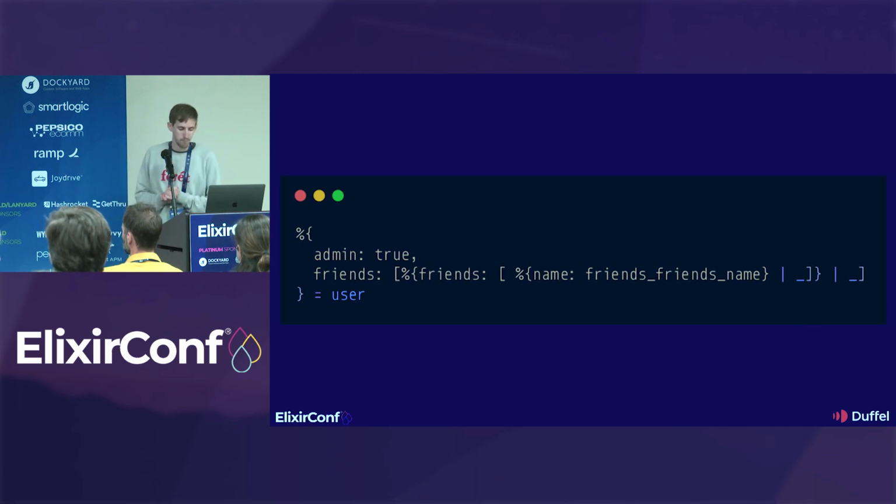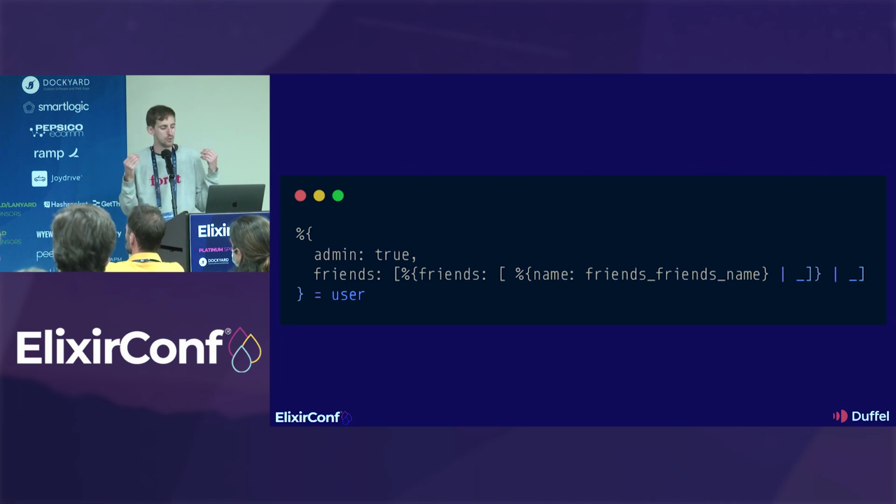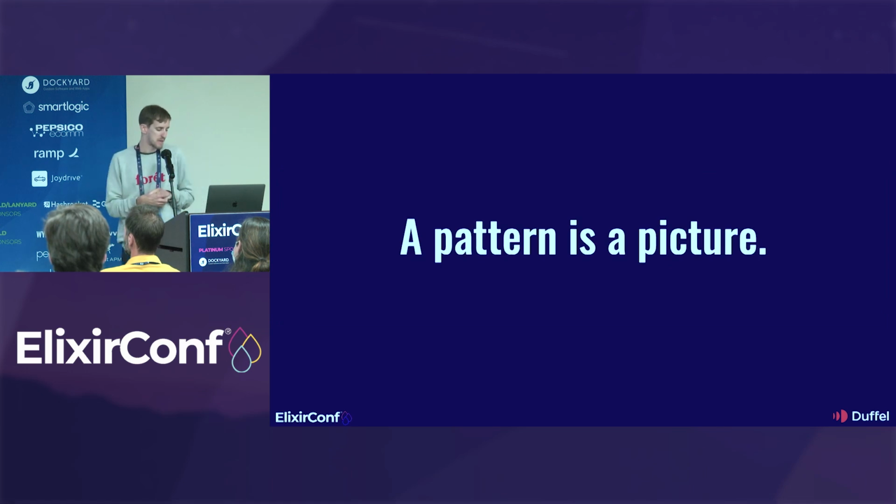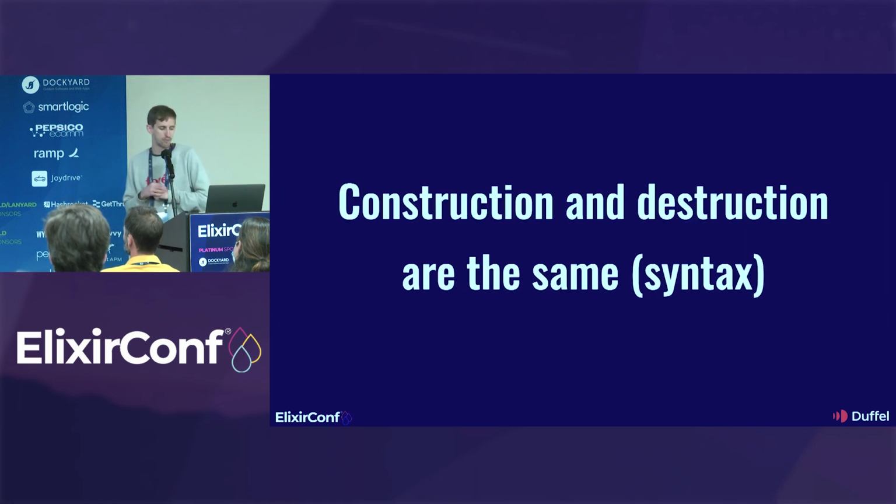Here's another example. This is getting the best friend's name, but only if the user is an admin. What I like about this is it's creating a picture of the data that we're matching against, right? And more than that, that picture is drawn with syntax. It's the same syntax that you use to construct the data. So construction and destruction use a very similar syntax. What I mean by that is, if you know how to draw a literal map in Elixir, there's a good chance you're going to understand what a pattern looks like as well, because they're very similar. So a pattern is this picture. It encodes a lot of information, and construction and destruction are the same syntax.